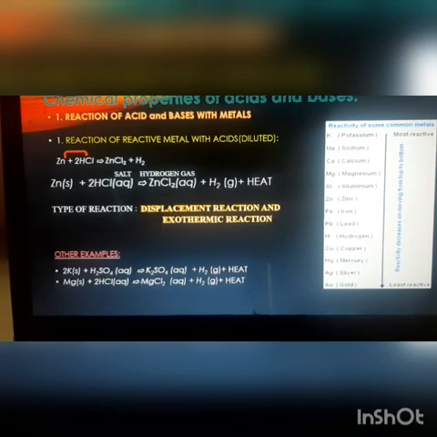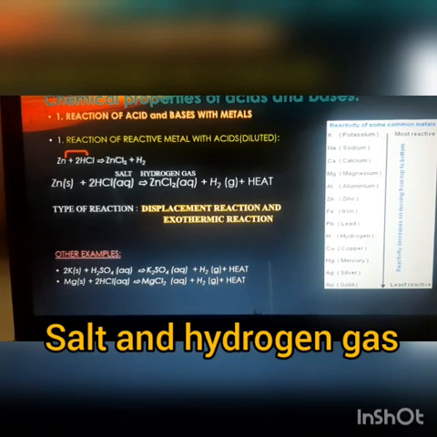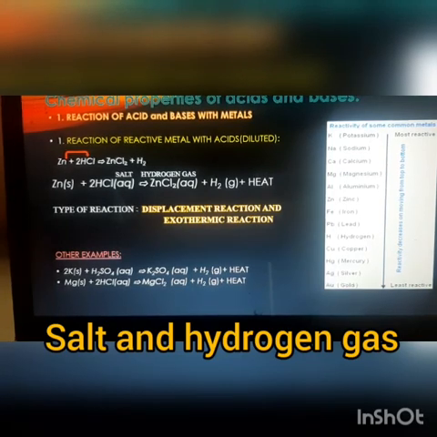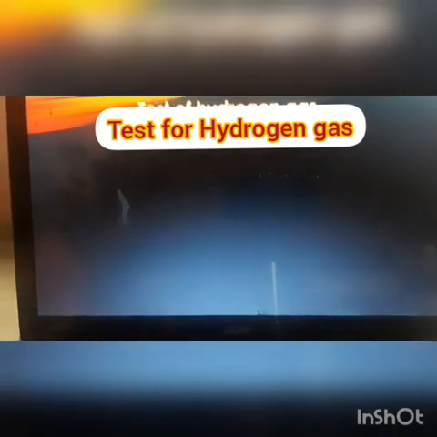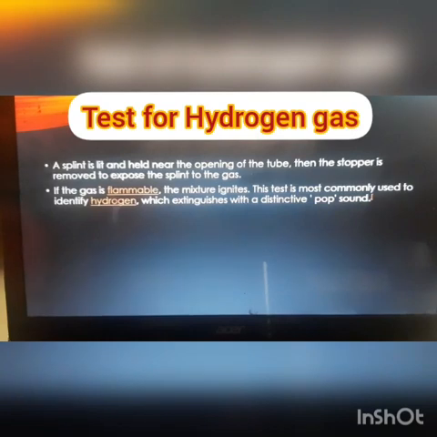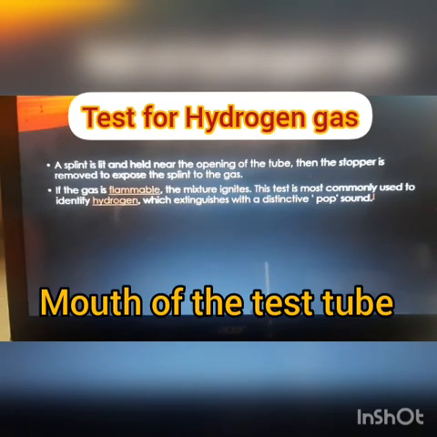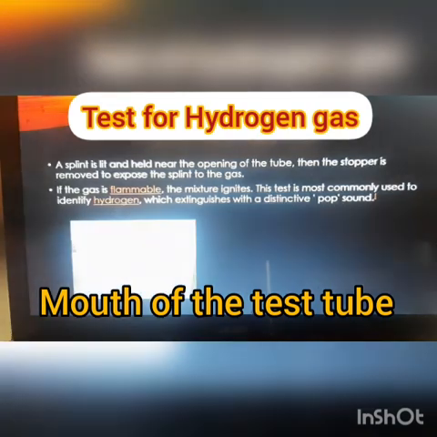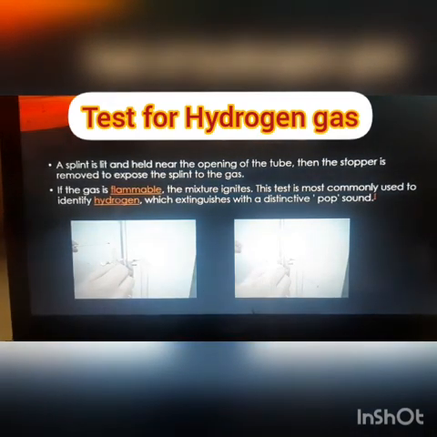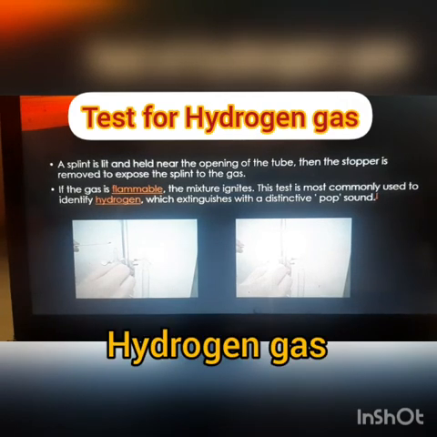So when acid reacts with metals, they form a salt and hydrogen gas is released. And we have just seen the test for hydrogen gas: a matchstick or a burner near the mouth of a test tube creates a popping sound. This indicates the presence of hydrogen gas.